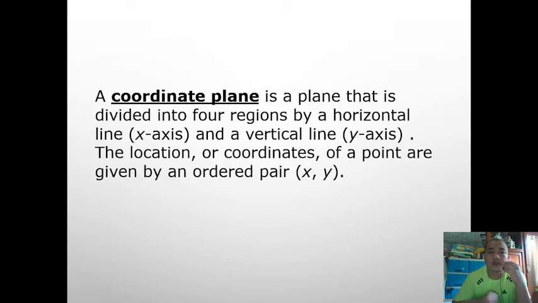What is a coordinate plane? A coordinate plane is a plane that is divided into 4 regions by a horizontal line, which is called the x-axis, and a vertical line, which is called the y-axis. The location or coordinates of a point are given by an ordered pair (x, y), x being the x-coordinate or the abscissa, y being the y-coordinate or the ordinate.